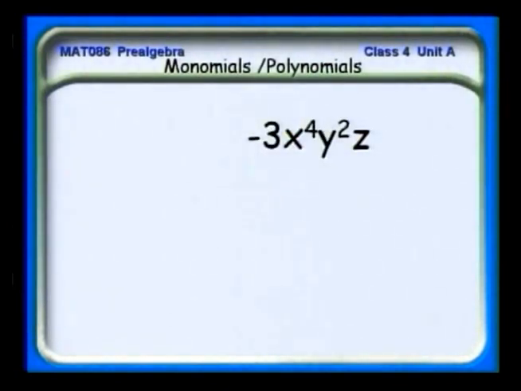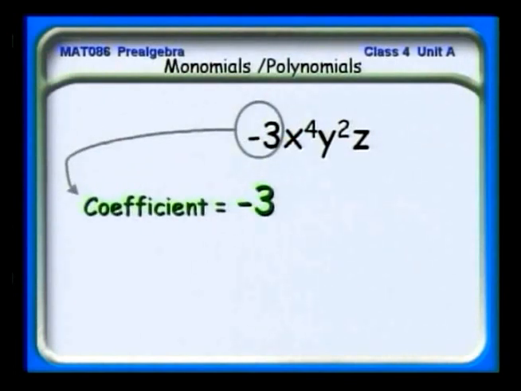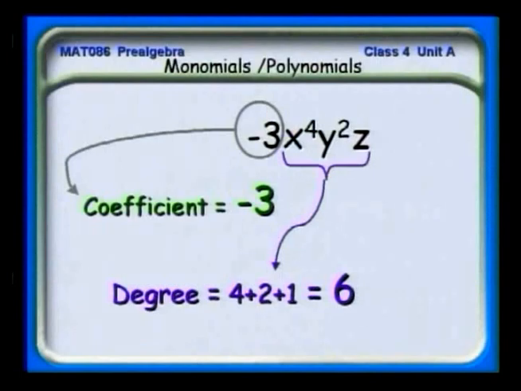Let's look at another example. We have minus 3 x to the 4th y squared z. First, let's pick out the coefficient. The coefficient is minus 3. Now let's look at the degree. We see that we have z without any power written after it. We have to remember that that's equal to 1. So the degree is 4 from the x, 2 from the y, and 1 from the z. So we say that's degree 6.